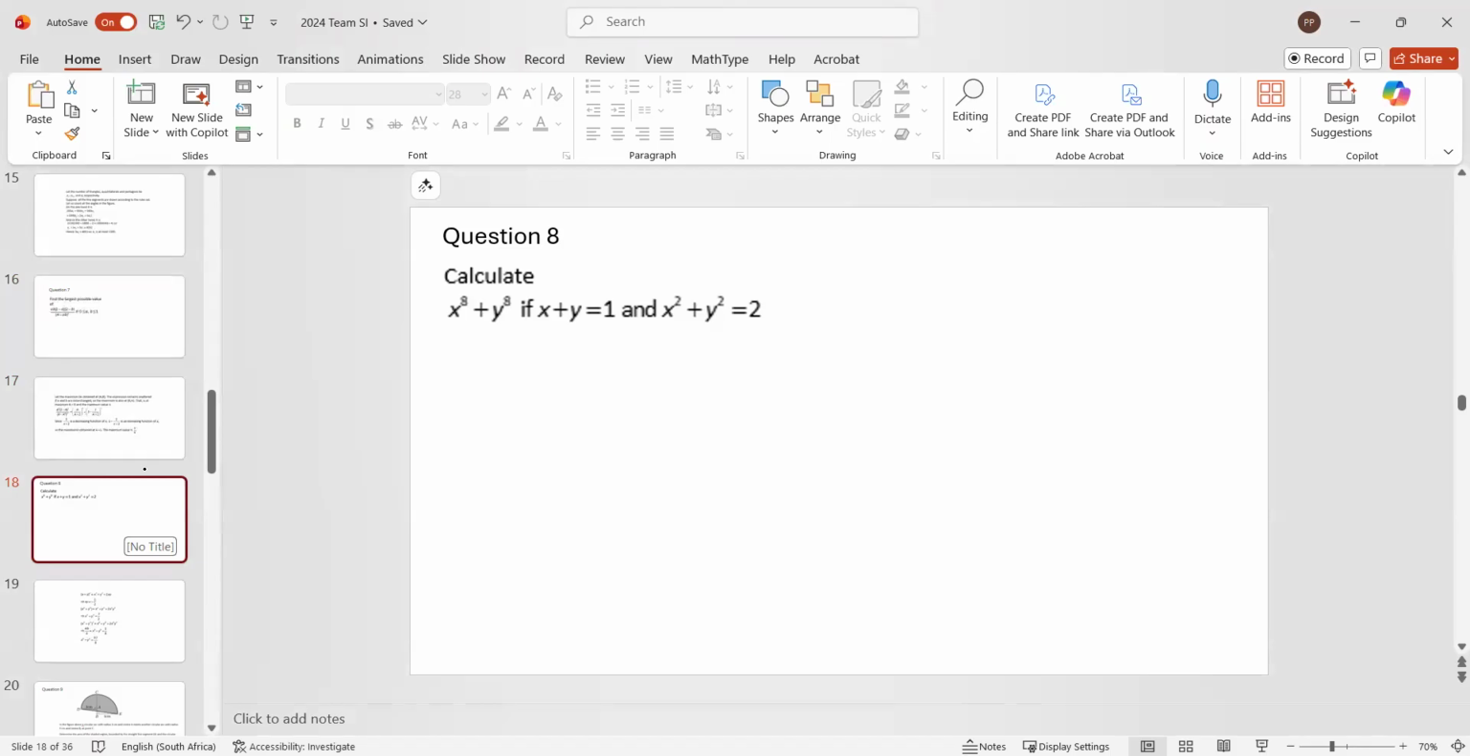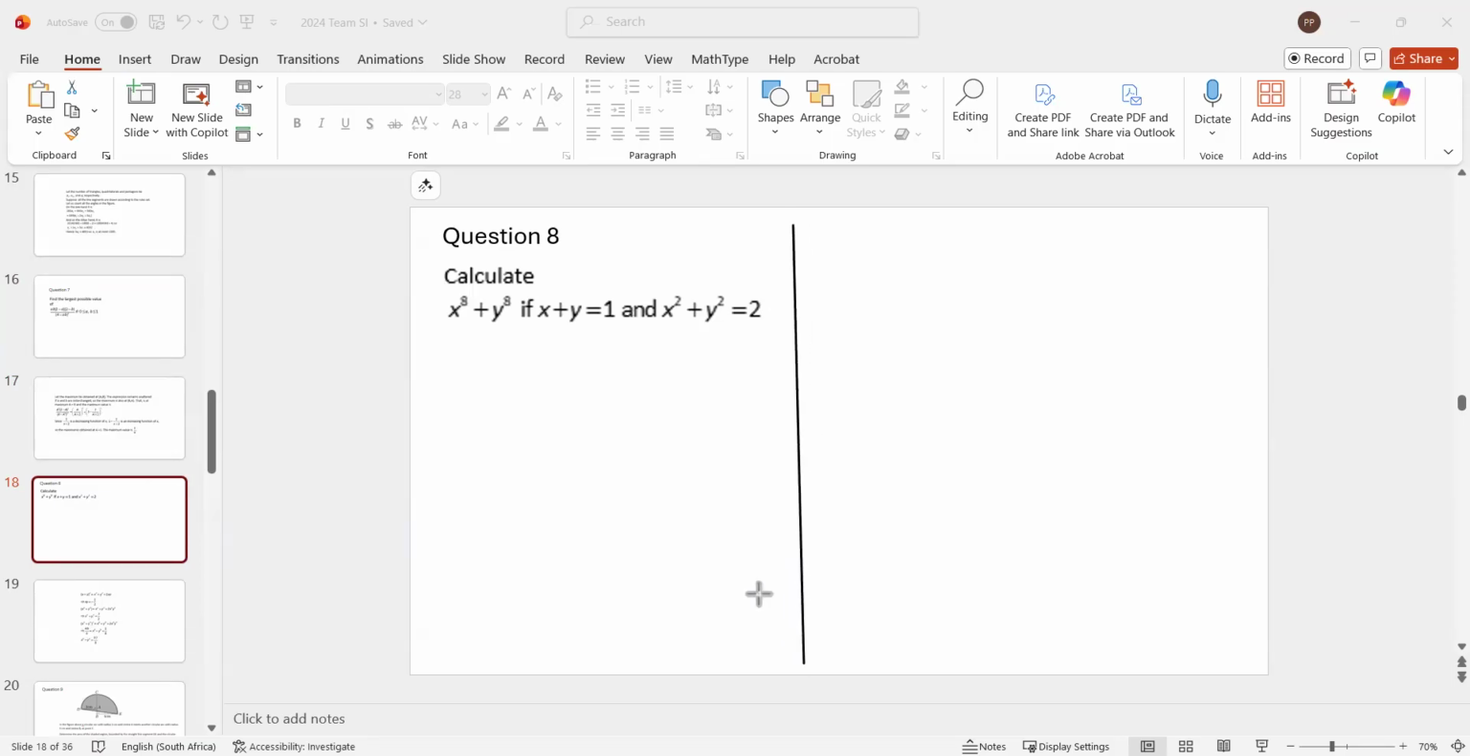Here, we are asked to calculate x to the power of 8 plus y to the power of 8, knowing that x plus y equals 1 and x squared plus y squared equals 2. All right. Now, again, these are all kinds of problems that are set in these Olympiads. So all this is very useful for you. And each time you have to learn the strategy to solve these problems.